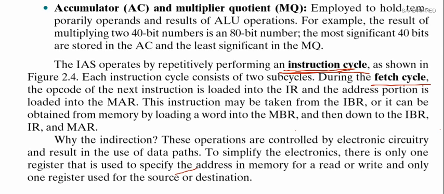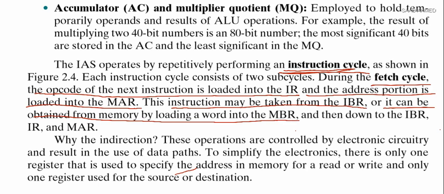The opcode of the next instruction is loaded into IR. We just studied about IR. The IR is the instruction register, and the address portion is loaded into MAR, memory address register. This instruction may be taken from IBR, instruction buffer register, or it can be obtained from the memory by loading a word into the MBR, memory buffer register, and then down to the IBR, IR and MAR.